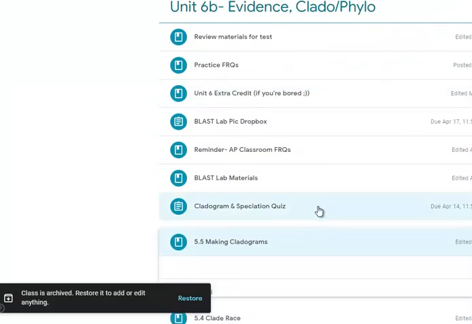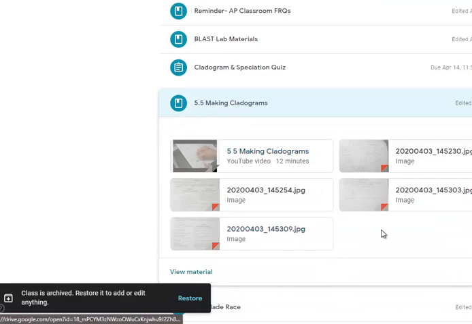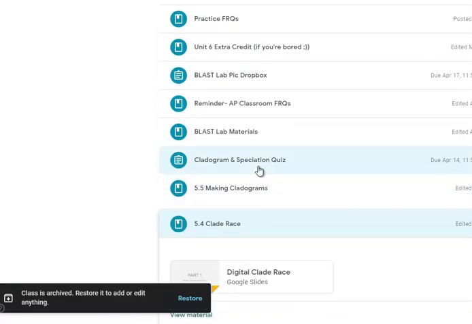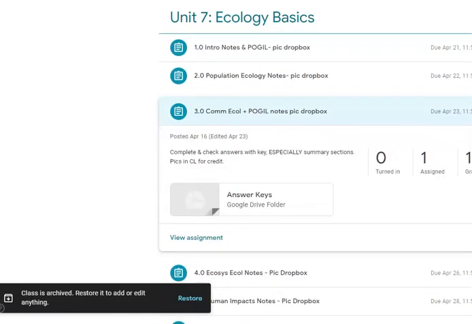And what we would do is they would take notes. Okay, so they would take the notes, check it with the answers. I posted the answer keys, and then they would send me the pictures of their information.